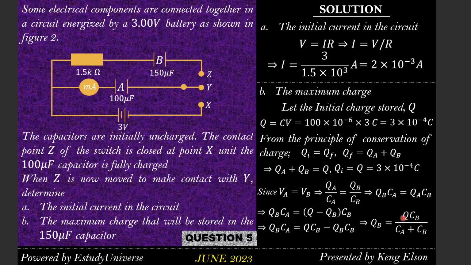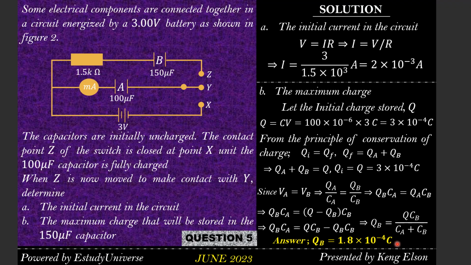Here Q, we calculated already, is 3 times 10 to the negative 4 coulombs. What about CB? It is the capacitance of capacitor B, which is 150 microfarad. What about CA? CA is the capacitance of capacitor A, which is 100 microfarad. So pay keen attention to the units, and when you punch and simplify, you are going to have your charge as 1.8 times 10 to the negative 4 coulombs.